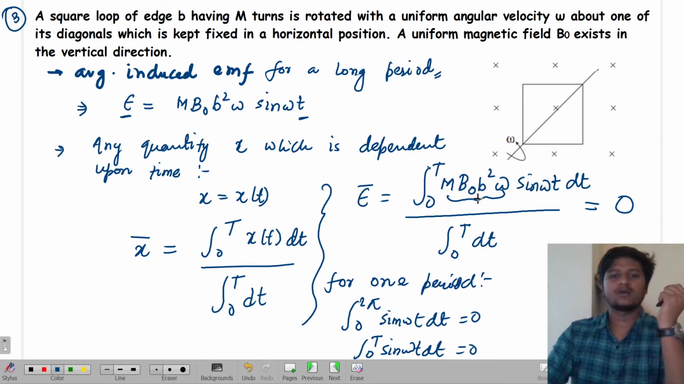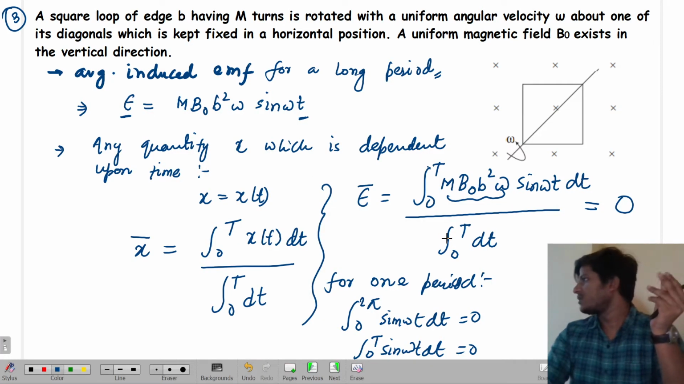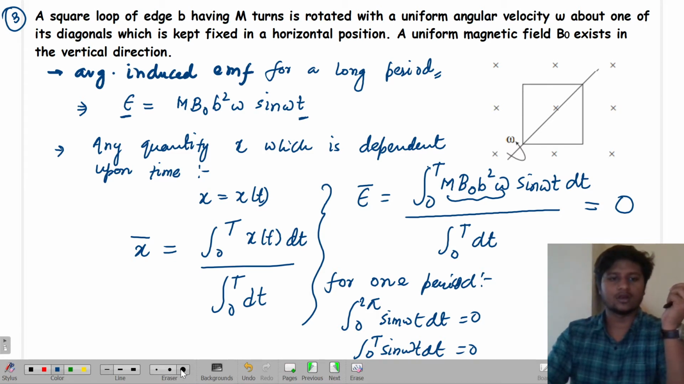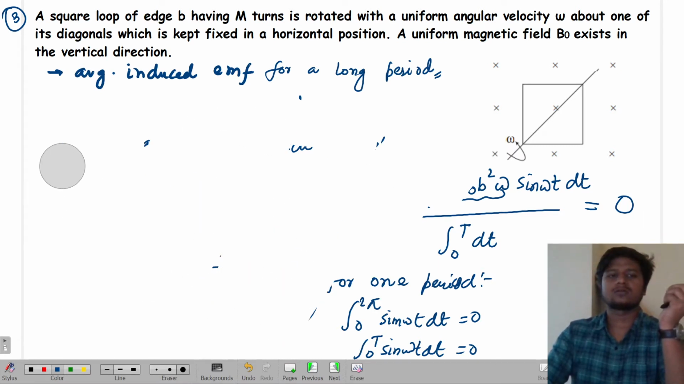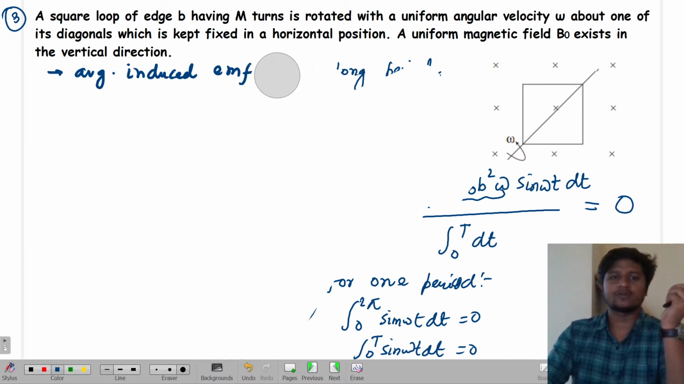Till the point of average EMF we have calculated. Yes or no? Right or not? After that, again in this question, now write the question for this particular thing.